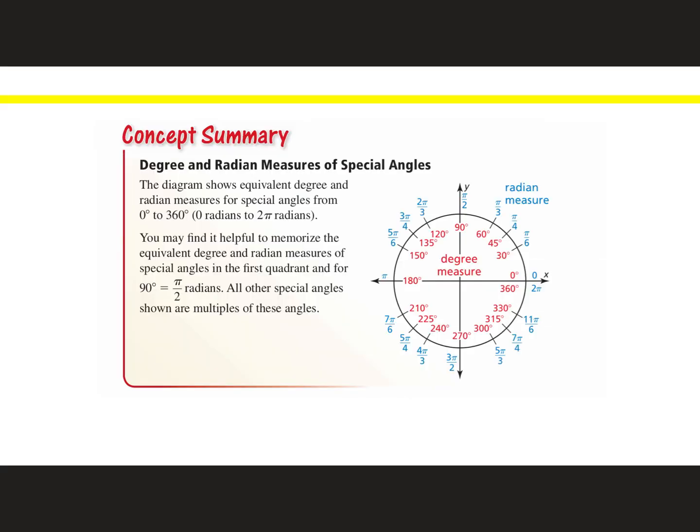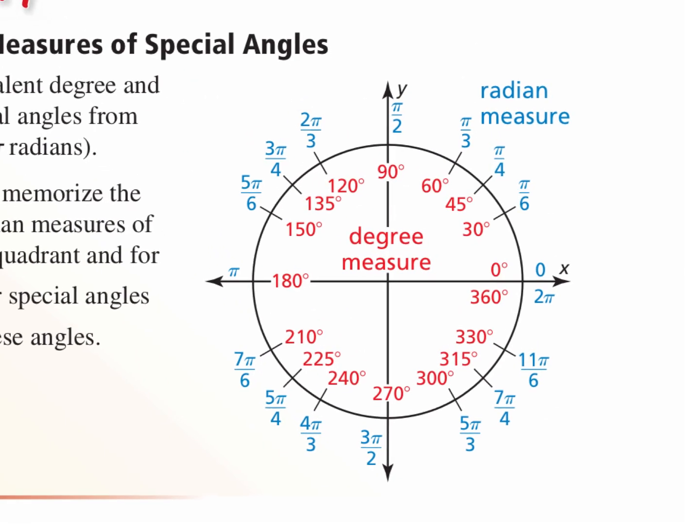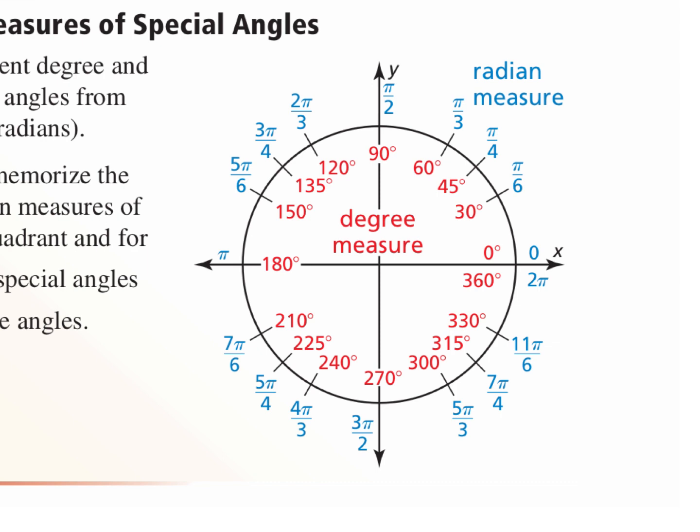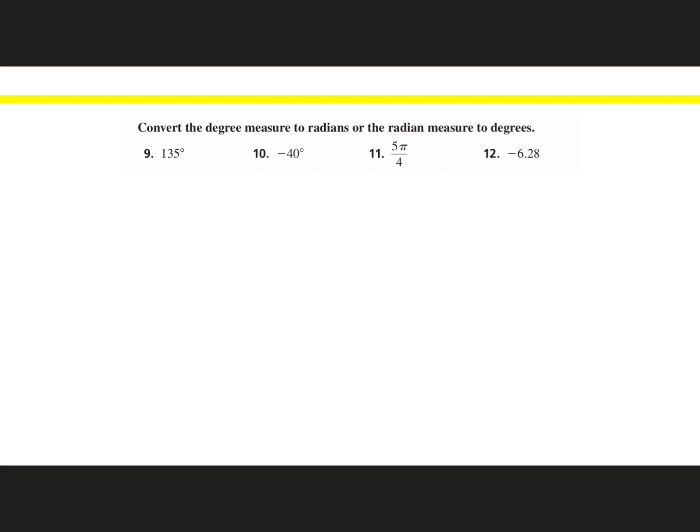All right, on the next page, it just talks about degrees and radians of special angles. So we know, like yesterday, we did 30, 60, 90 triangles. So 30 and 60 are special angles. It just kind of converts them there for us. You don't have to memorize this. Just make sure you know how to convert. So just know how to multiply. So let's do a few more.